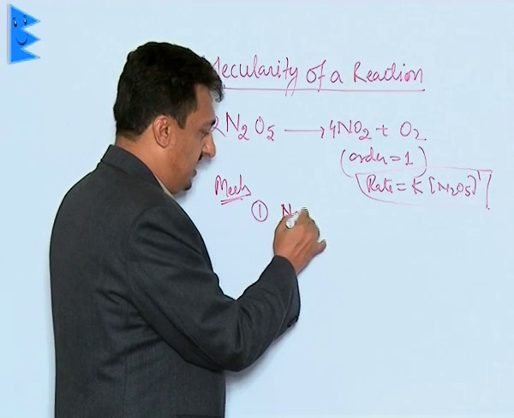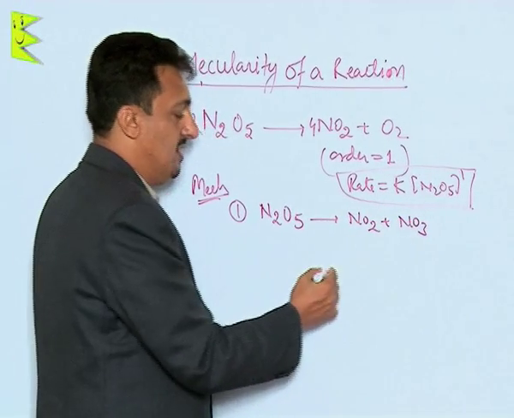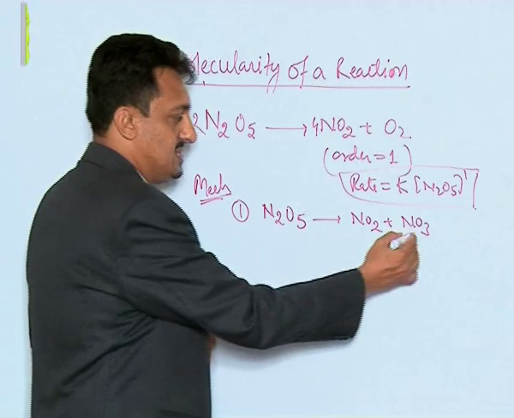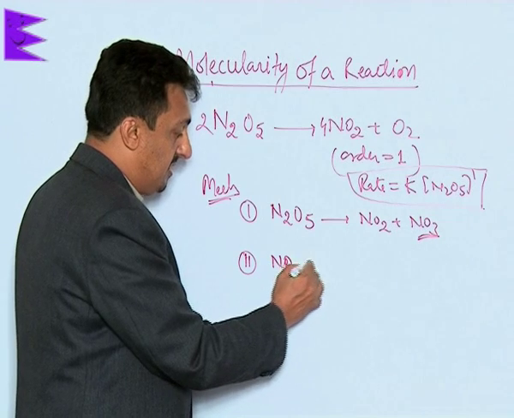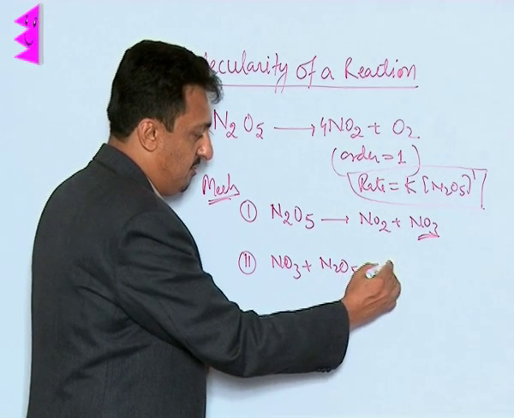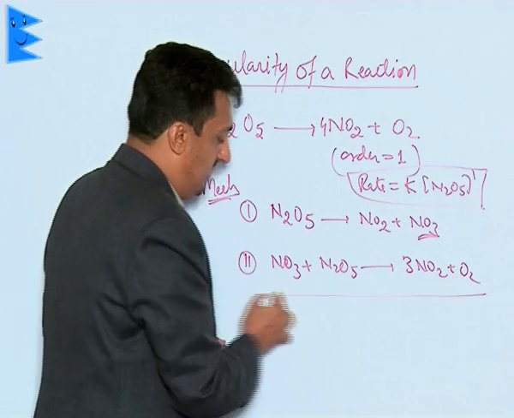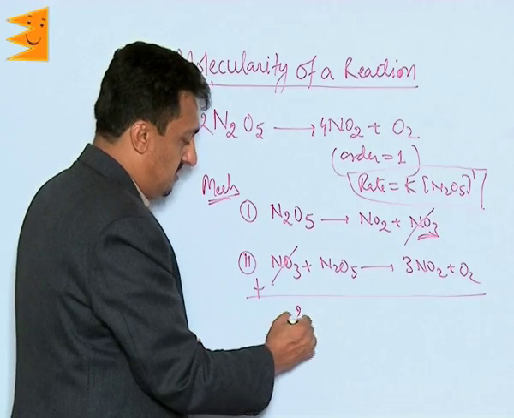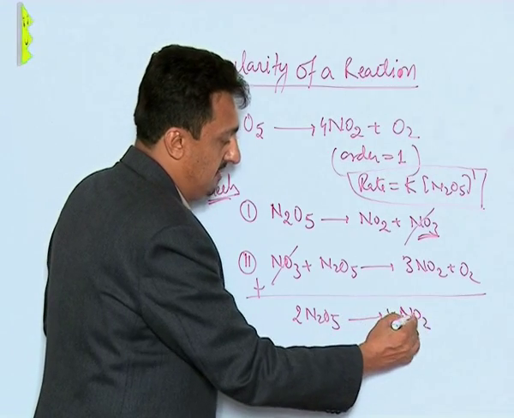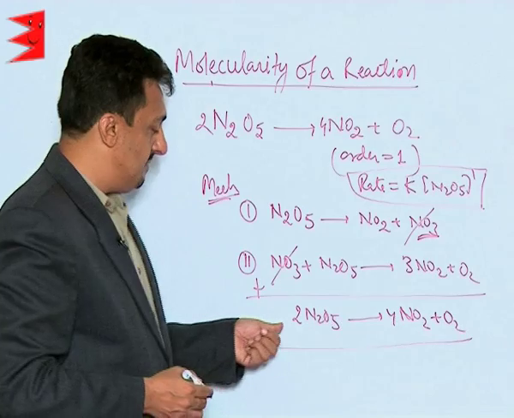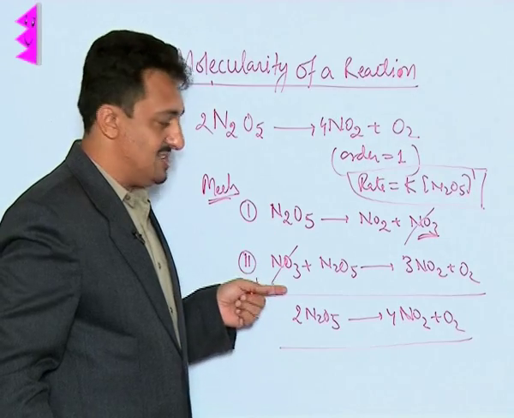2 steps. First, this N2O5 molecule dissociates to give you one NO2 and one NO3, nitrogen dioxide and nitrogen trioxide. This is an intermediate, a very unstable species, which as soon as it is formed, directly reacts with one more molecule of N2O5 to form what? 3 molecules of NO2 and 1 O2. When these are combined, this gets cancelled, so we can have the overall reaction as N2O5 forming 4 NO2 in total and 1 oxygen. So you can see that the overall reaction comes out to be the same as the original one, and these are the 2 steps in which this reaction takes place.